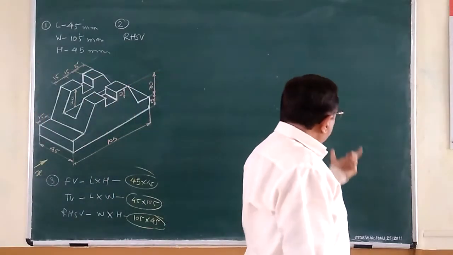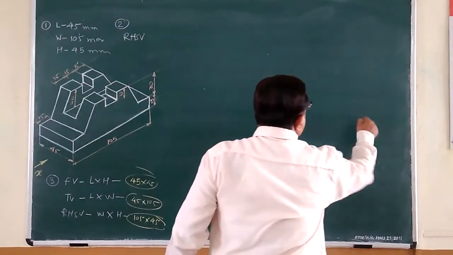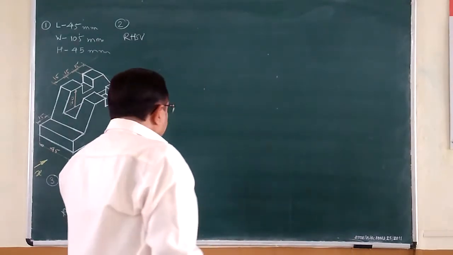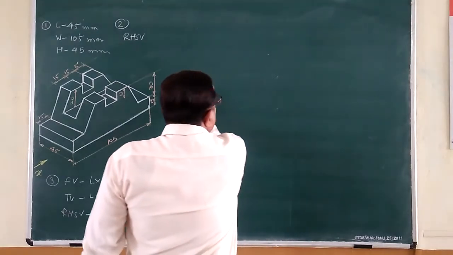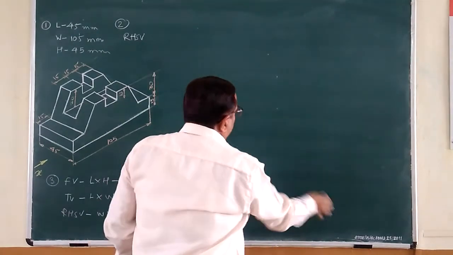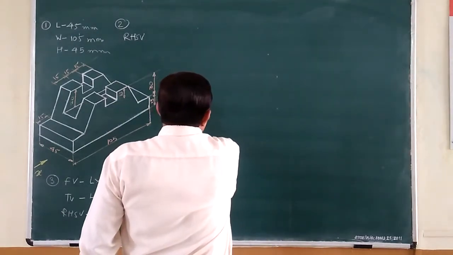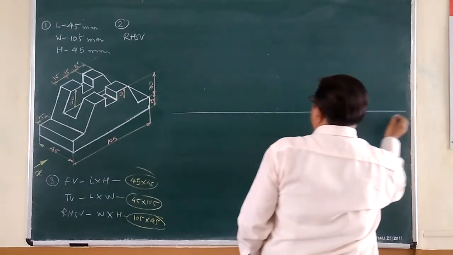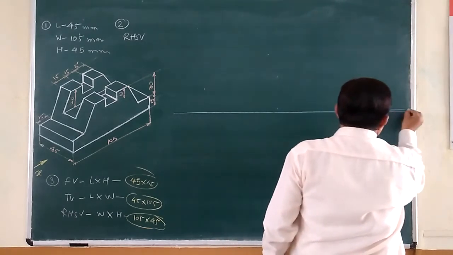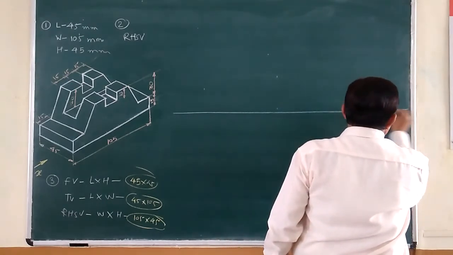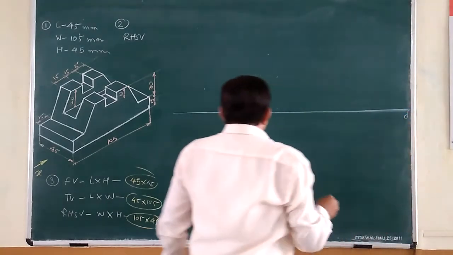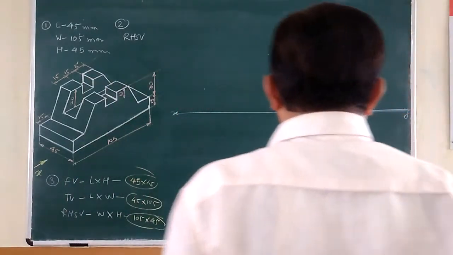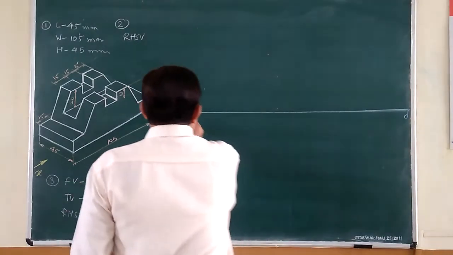So the front view will be here, the top view will be here. But the front view requires L by H, the top view L by W. W is 105. So accordingly, we should maintain more space below the HRL. So we should start constructing HRL somewhere at the upper side, not exactly at the middle of the paper. X, O, Y.